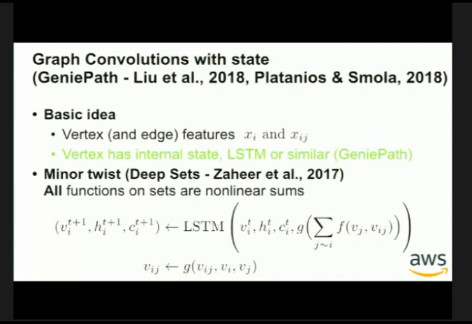So, minor twist, the LSTM update function, right? In general, you have this function that takes the input from all of its adjacent vertices. Now, this is a function defined on sets. Why does that matter? Because since it's defined on sets, since the order doesn't matter, it drastically restricts the class of functions that I could be using.